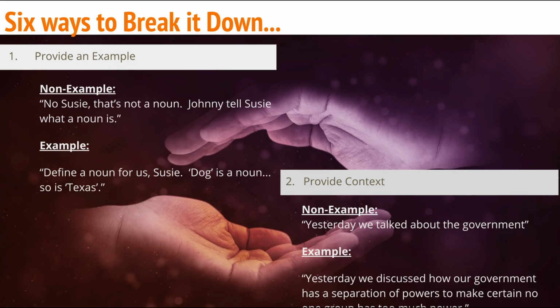Instead of simply saying a student is wrong, consider providing examples of what you're looking for from the student to prompt their recall. For example, when asking to define a noun, provide examples of nouns to help the student associate ideas. You can also give context so that they can access their long-term memory and make connections to their current learning.